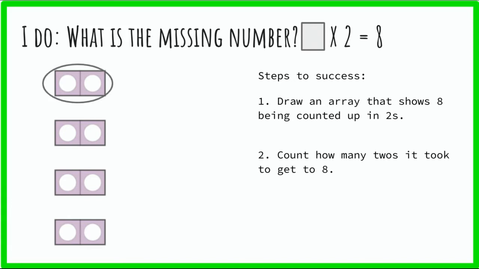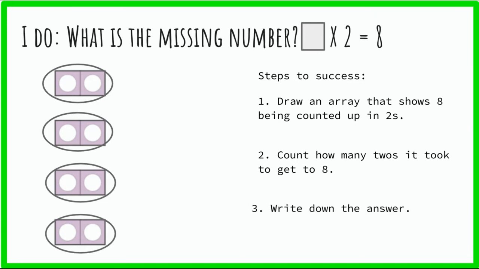So I've got 1, 2, 3, 4. So now I'm going to write down the answer. So something times 2 equals 8. Well, it took 4 twos to make 8. So the answer is 4.